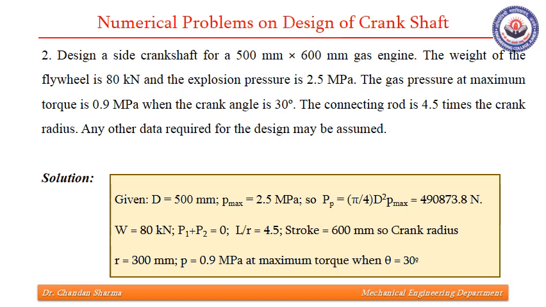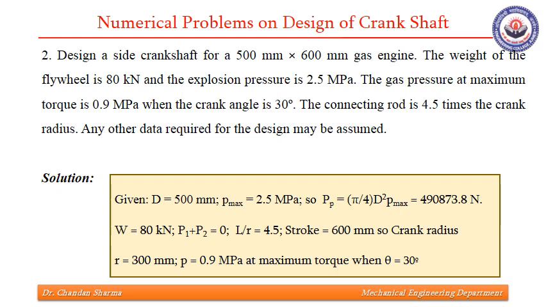So we saw that for a center crankshaft, for a case when crank is at top dead center, we found various dimensions such as length and diameter of crank pin, dimensions of crank web, and the diameter of shaft under flywheel. Let us move on to next question.